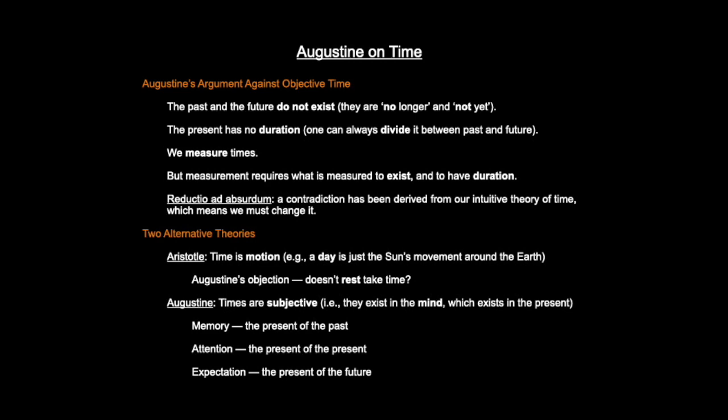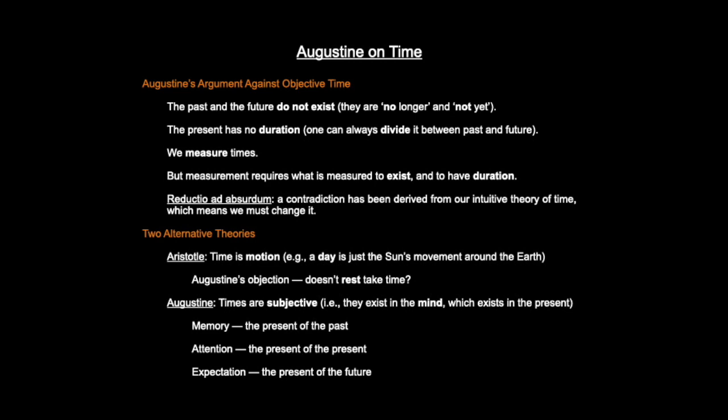Right? So that is incompatible with the arguments he's just put forward. He's worked us into what looks like a kind of absurdity. And if that's the case, he needs to provide a way out, provide a way of reinterpreting our understanding of time to get out of this. Right?